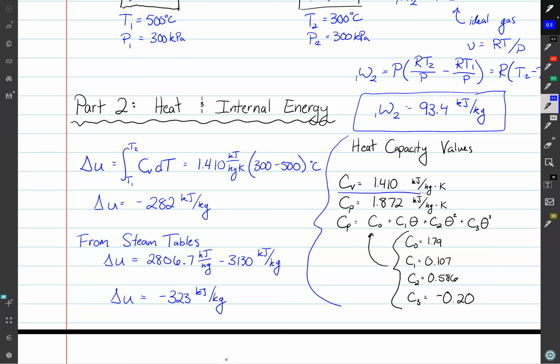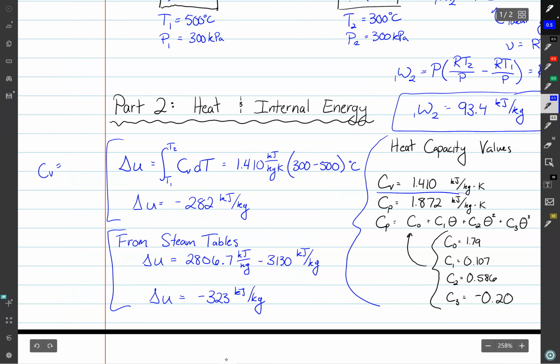If we use a constant volume heat capacity, or a constant heat capacity, temperature independent, just a constant value heat capacity, that's what we get. The correct answer is this. So this is Cv as a constant. This is the correct answer from our steam tables. We're at least in the ballpark, the right idea, but certainly not the right answer. 282 versus 323.